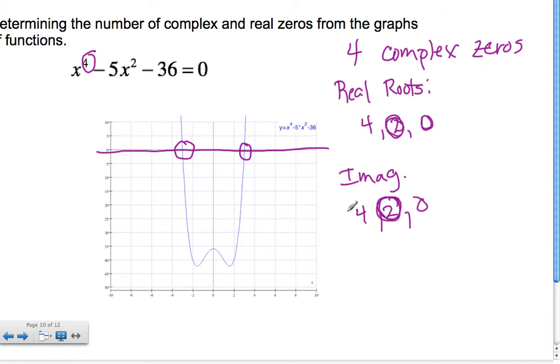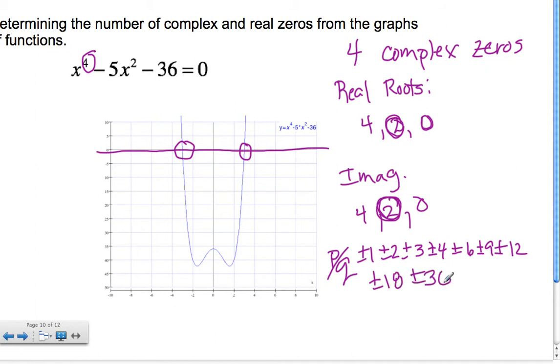Now, if I want you to go on and figure out from there what the rest of the roots are, you are going to have to do P over Q and list all the possible roots: plus or minus 1, plus or minus 2, plus or minus 3, plus or minus 4, plus or minus 6, plus or minus 9, plus or minus 12, plus or minus 18, plus or minus 36.